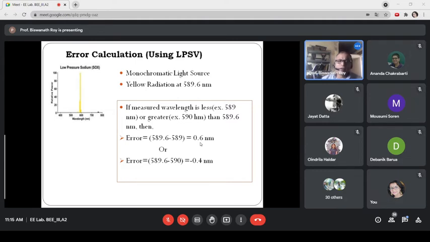Theoretically, low pressure sodium vapor emits a single wavelength. That's why it is called a monochromatic light source, yellow radiation 589.6. But in practice, some other colors are also there. That is contributed by other supporting gases. Those are not contributed by the sodium, low pressure sodium. Those are contributed by other supporting gases.